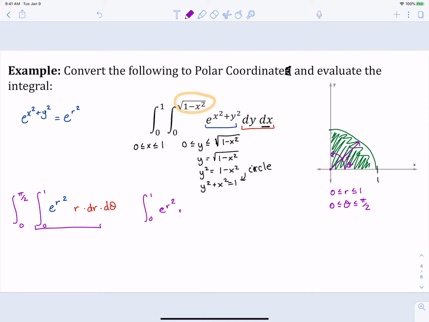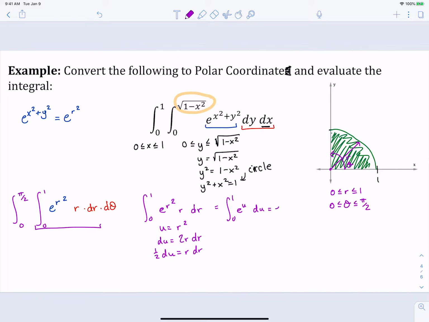e to the r squared times r dr. We can use substitution on this. And so we get 1/2 du is equal to r dr. If we change the limits of integration, it would still go from 0 to 1. So we get e to the u du, so e to the u from 0 to 1.